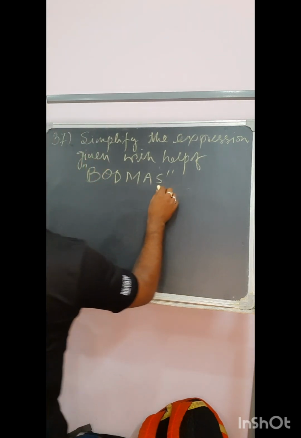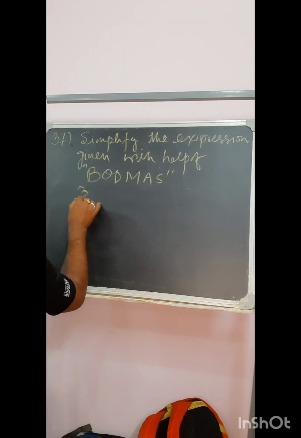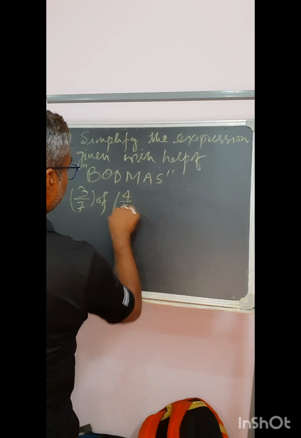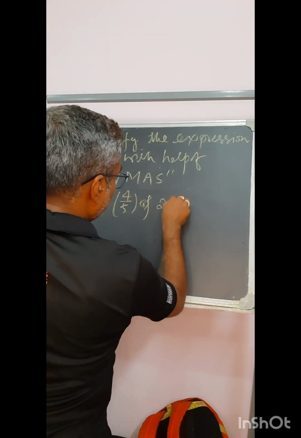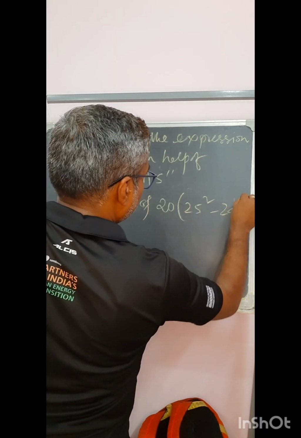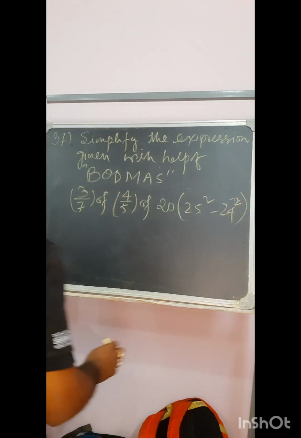So the expression given is 3/7 of 4/5 of 20 and 25 square minus 24 square. So this is the expression.